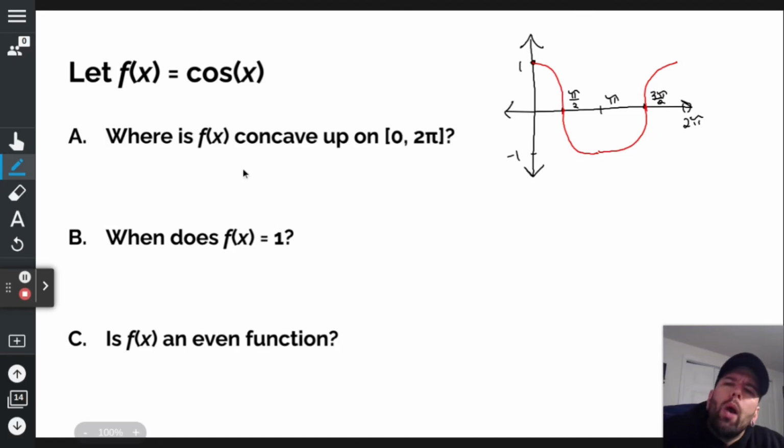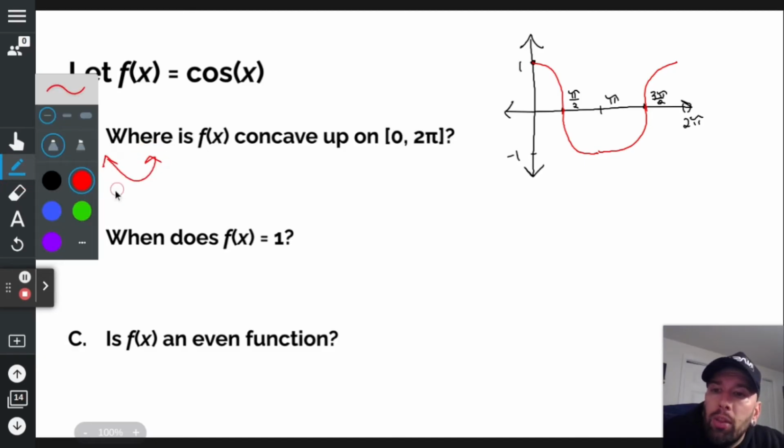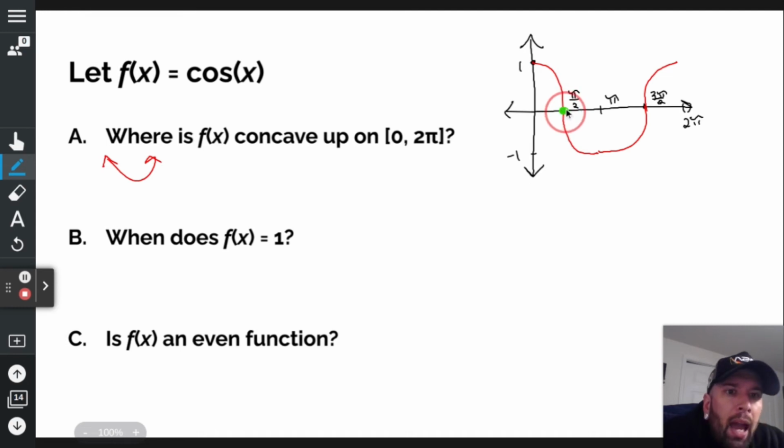Where is f of x, cos x, concave up on the interval 0 to pi? Concave up looks like this. So this happens here, so this is concave down. Then the switch of concavity happens right at pi over 2. Concave up, concave up, concave up. And then the change of concavity happens at 3 pi over 2. Now, at pi over 2 and 3 pi over 2, it's neither concave up nor concave down. So we will say that this is concave up on pi over 2 to 3 pi over 2.